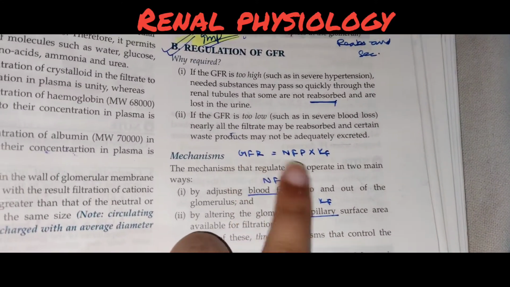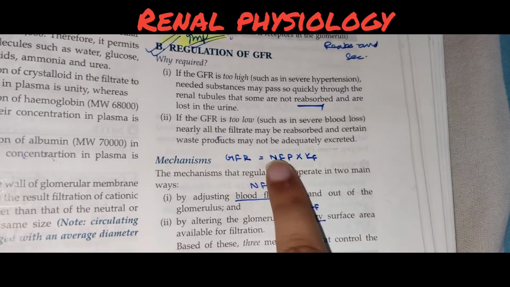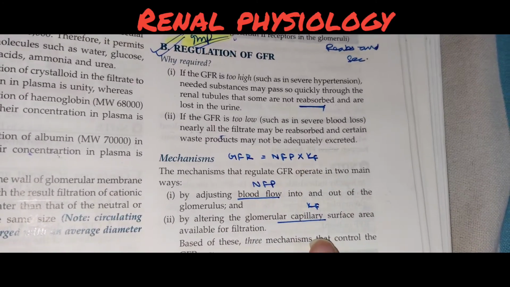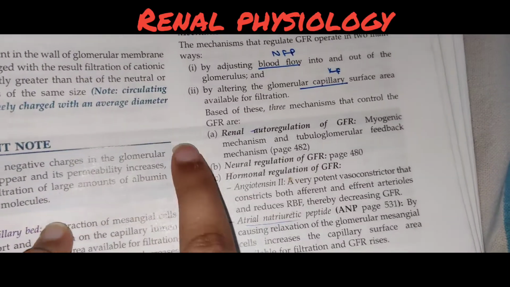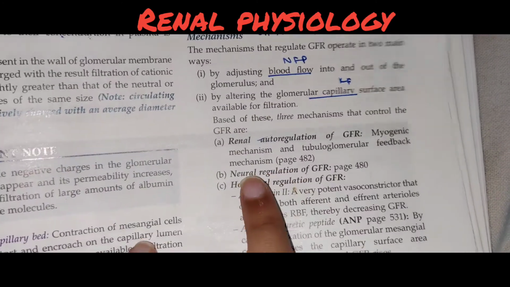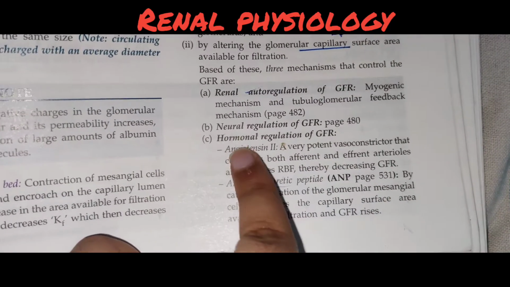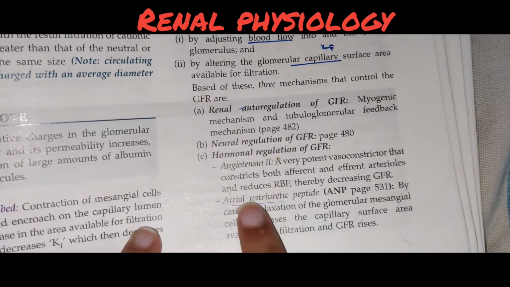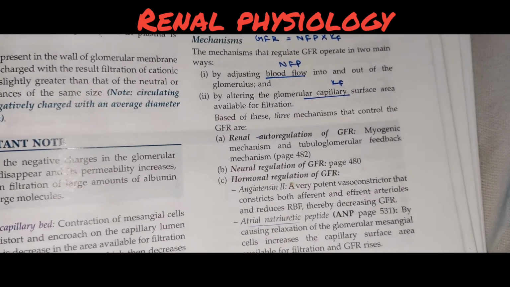As we know, GFR is Kf times net filtration pressure. So how can we regulate net filtration pressure? By adjusting the blood flow, and then we can alter the glomerular capillary surface area to change the Kf. And there are three mechanisms. First is renal autoregulation, which we did in the last video, then the neural regulation, and then the hormonal regulation. In hormonal regulation, we know angiotensin 2 was contracting the mesangial cell, so GFR will decrease, and ANP was relaxing the mesangial cell, so GFR will increase.